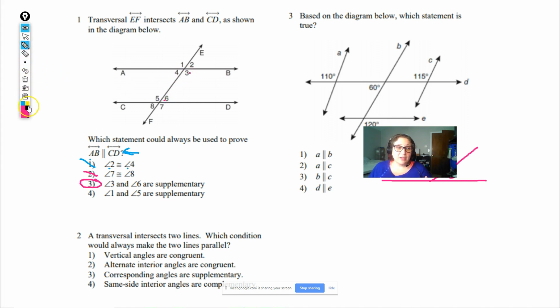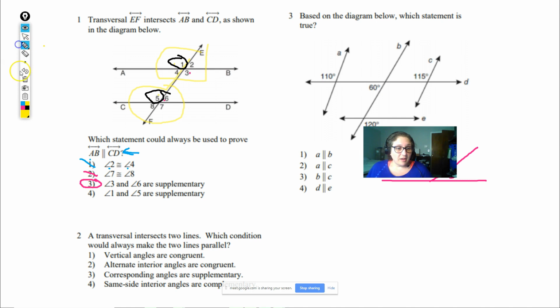For choice 4, it says angle 1 and angle 5 are supplementary. Well, first of all, angle 1 and angle 5 are corresponding angles. They're corresponding because if I somehow magically took this entire thing here and translated it down, it would map on top of here. We did an activity of that where we had to translate on patty paper. So if that translated down, these two would be corresponding. And we also know that corresponding angles are congruent. So the answer would be choice 3.